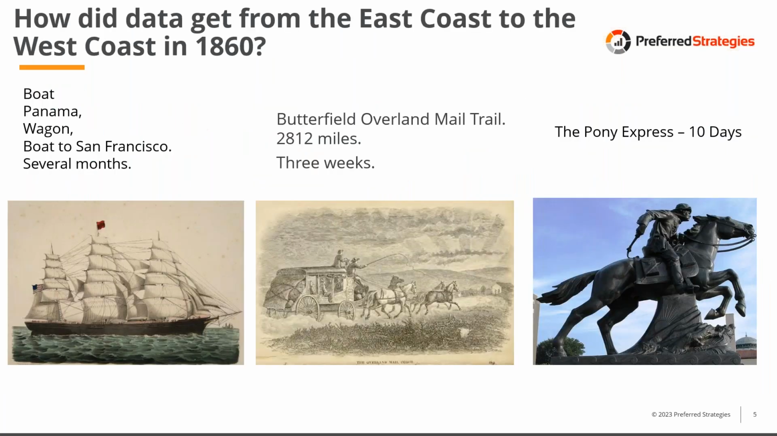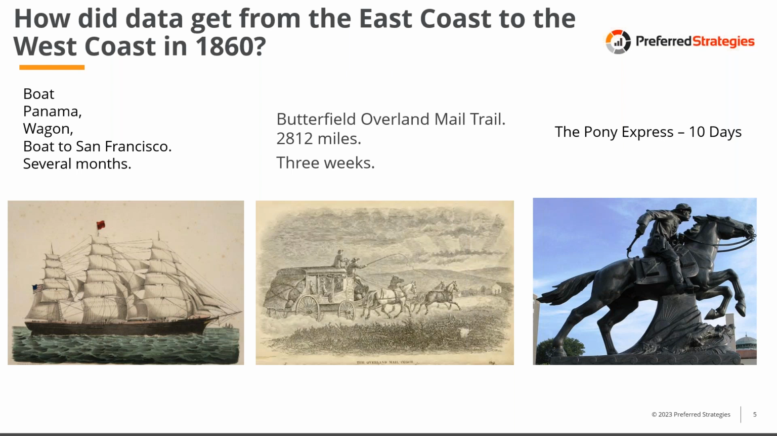So I like this question. I want to get started with this idea of moving data from one place to the other. Dissemination of information has always been a challenge. Historically, we have all sorts of stories from how people communicated over time. But I did have this question of, back in 1860, how did data or information get from the East Coast to the West Coast? So back then, data, not what we think of today as emails and files, would have been letters and newspapers.